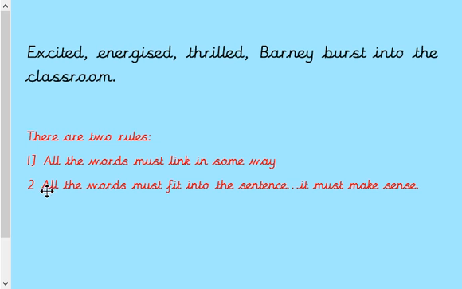And also, they've got to fit with the second part of the sentence. So, for example, Barney here has burst into the classroom. He's gone straight in, in a confident, happy way. What you wouldn't have here is tired, fatigued, Barney burst into the classroom, because both sides of the sentence then won't agree with each other. So you've got to make sure that A, the words are linked, and B, that they fit or match the sentence.